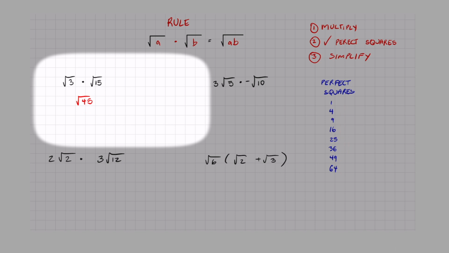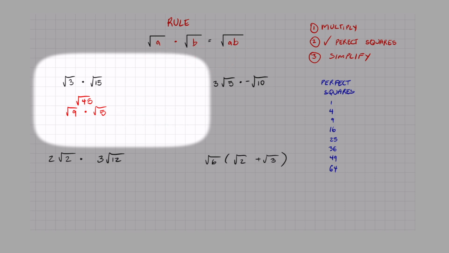Just like with anything in life, the more you practice, the better you get at it. But start realizing what perfect squares you can divide into these numbers. Like 45, we can divide that by 9. So I'm going to rewrite square root of 45 as the square root of 9 times the square root of 5. Basically, I'm just reversing this rule right here.